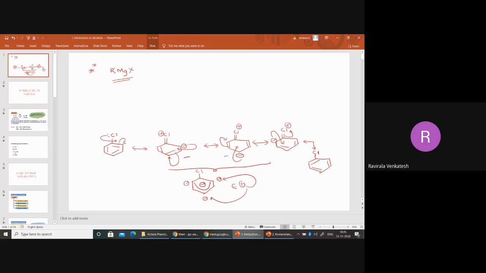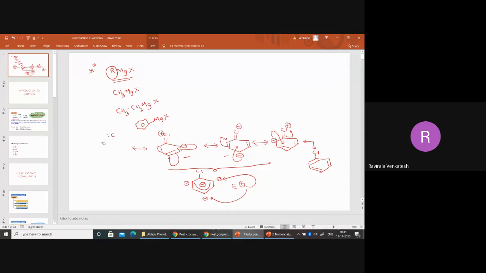Now this R in the Grignard reagent is nothing but what is called a carbanion. For example, CH3MgX, or we can write C2H5, that means CH3CH2 Mg X. For X you can take any bromine, chlorine, or iodine. You can even take benzene or a vinyl group, or even an aryl group.